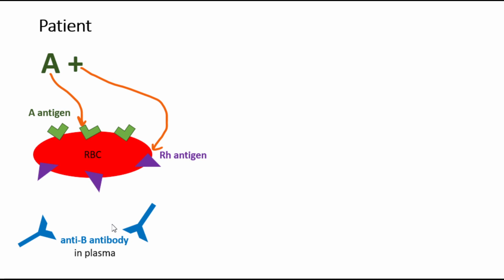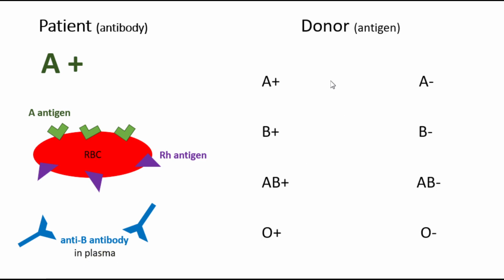The immune system builds antibody against the antigens that we do not have. Since this patient does not have B antigen, the immune system builds antibody against B and releases those antibodies into the blood plasma. So now when I look at my donors, the 8 groups, I have to just keep in mind that my patient is not okay with receiving B antigen because the patient already has antibody against B. Now the question is, which one of these donors has B antigen?